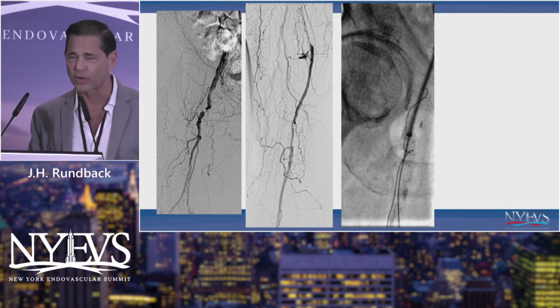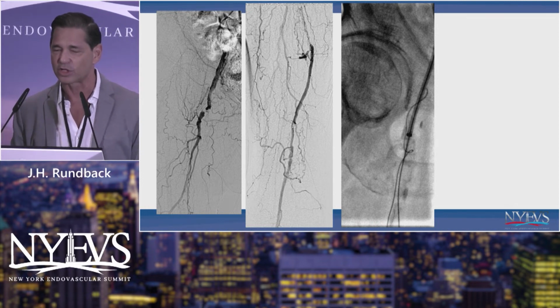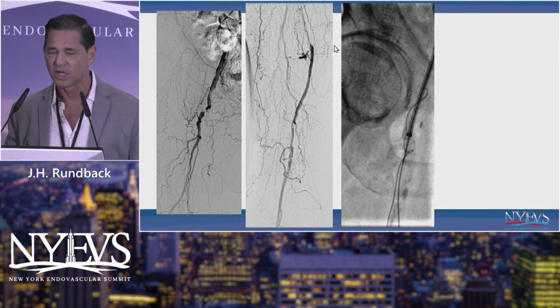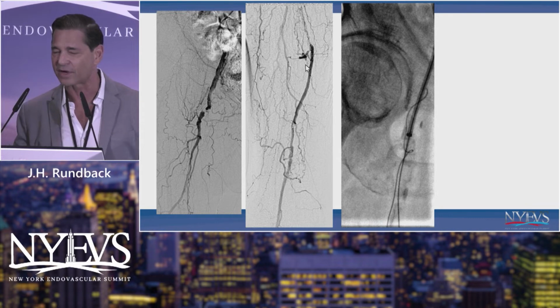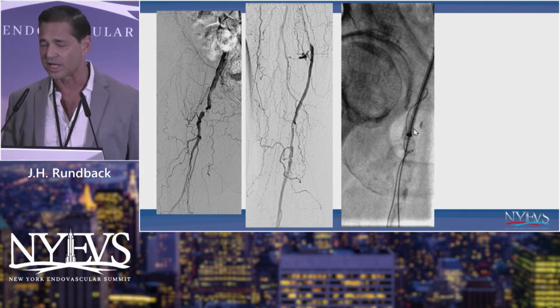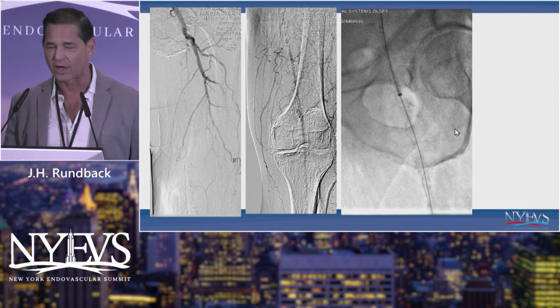So let's do this really quickly, a series of cases, how we sort of go through the complexities of this. SFA CTO, profundus stenosis, you can see that on the left here as well, reconstitute at the level of the adductor canal, a fair amount of calcium. Our strategy, up and over, actually use that sheath dilator very often if we can to engage that ostium of the SFA. Knuckle a wire down.